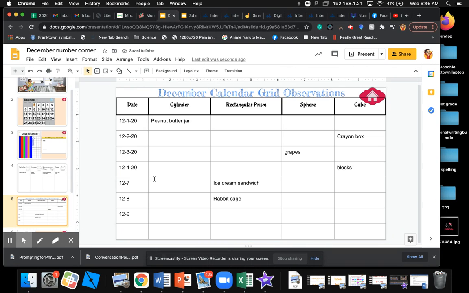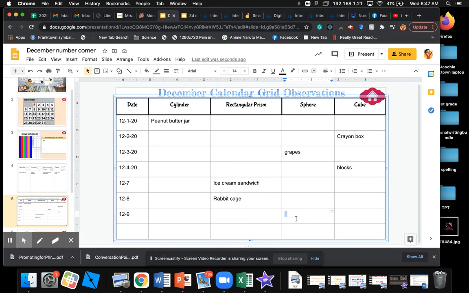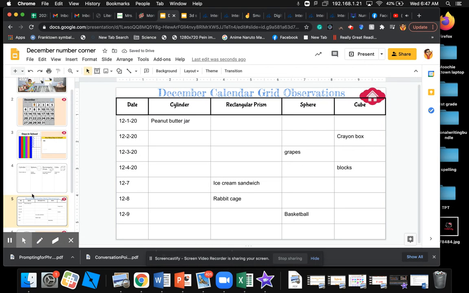Let's go to our grid observation chart, 12-9 for December 9th. Not a cylinder, not a rectangular prism. It is a sphere. Basketball. Good job. Okay, so we've got that sphere. That means since we're talking about 3D shapes, now remember 3D shapes are fat, not flat. I can touch all the way around it.